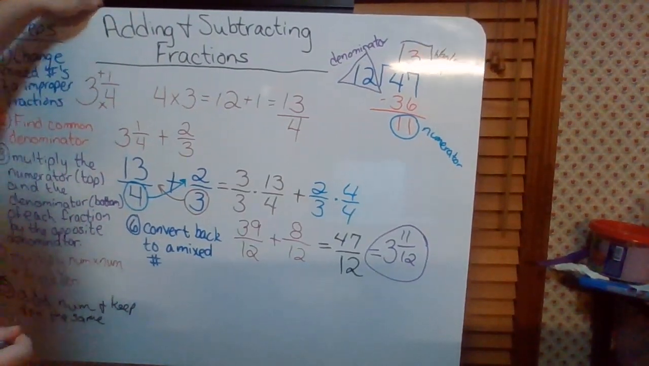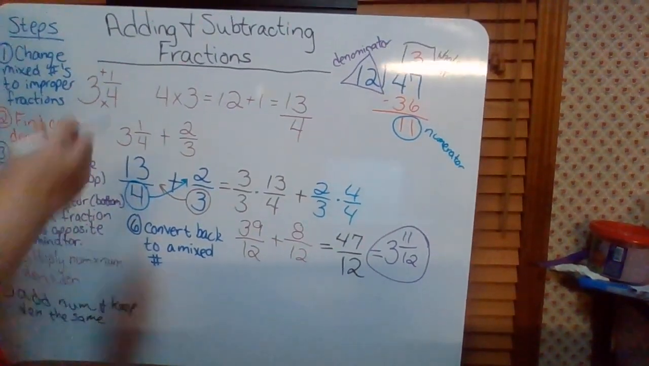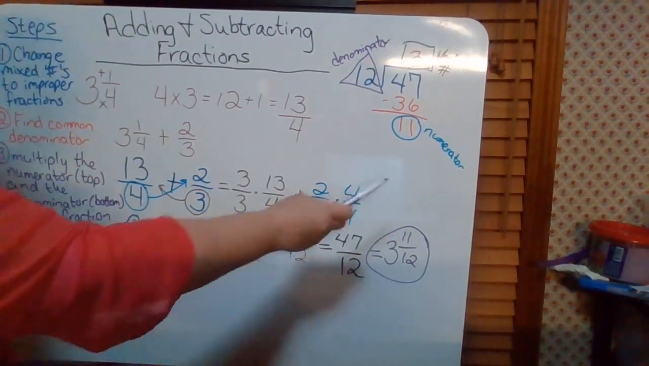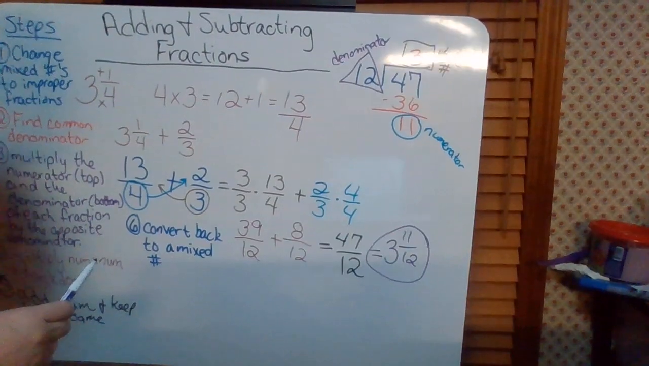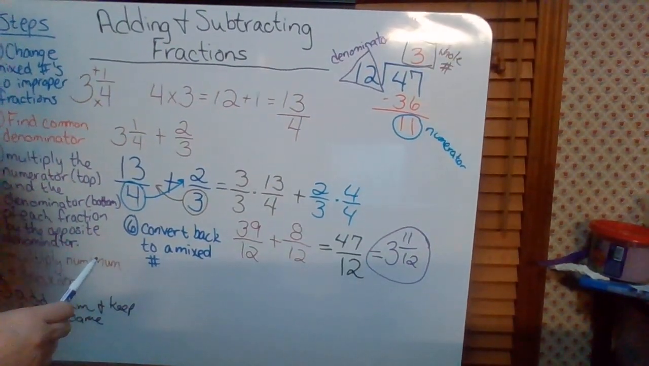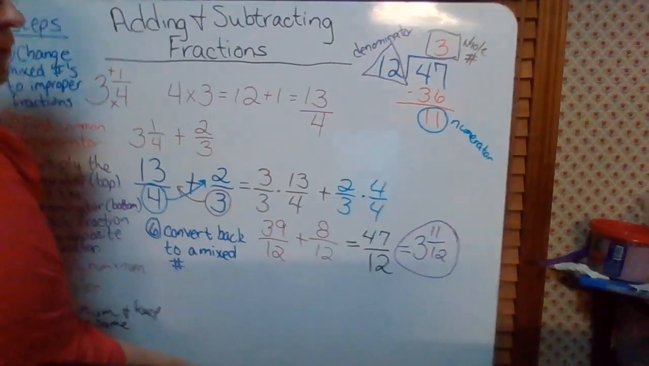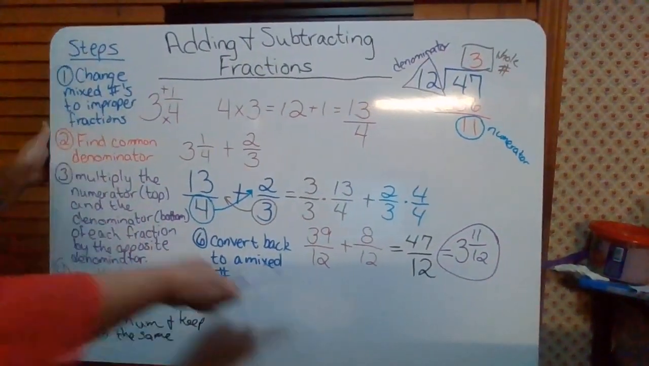So you start by converting the mixed number to an improper fraction, and we end by taking the improper fraction back to a mixed number. Alrighty? So that's your first example. Now, of course, we're going to do more, but that's just your first one.